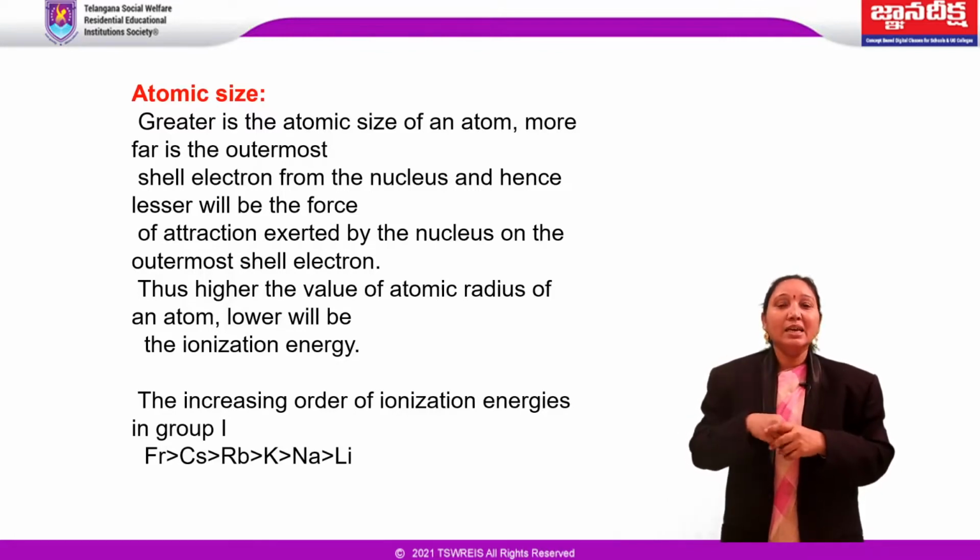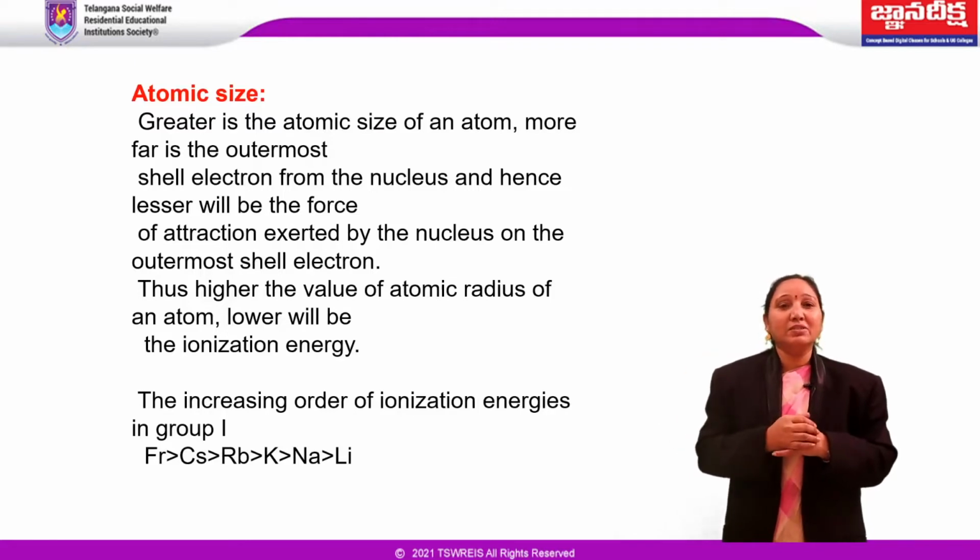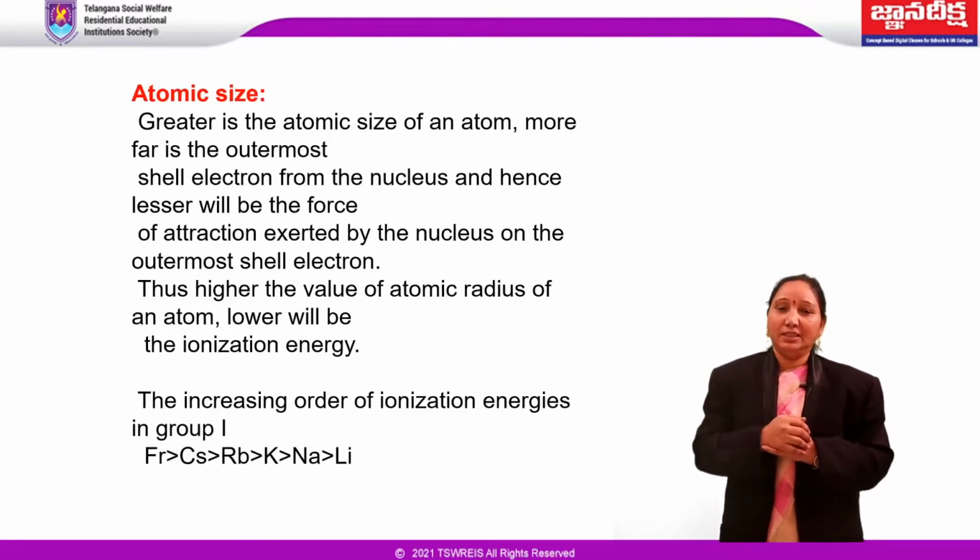If you see the atomic sizes of the elements in the first group, the elements are lithium, sodium, potassium, rubidium, cesium and francium. In francium, the size is large, therefore it has less ionization energy, followed by cesium, then rubidium, followed by potassium, sodium and then lithium.